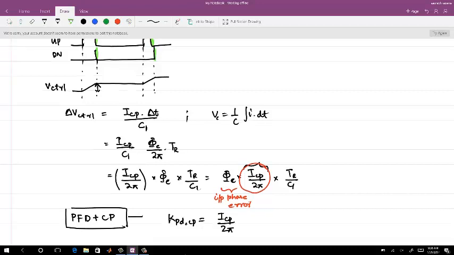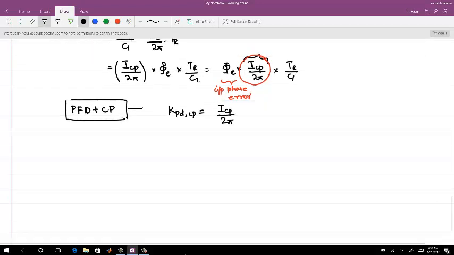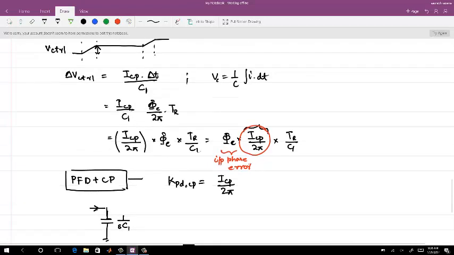Okay, so now let me just say, what is the Laplace transform of the current of the capacitor, 1 by S C1, right, which is actually acting as an integrator. So when you convert this to time domain, you will get delta V control, so ICP by 2 pi into phase error, right? And phase error is 2 pi delta T by T.